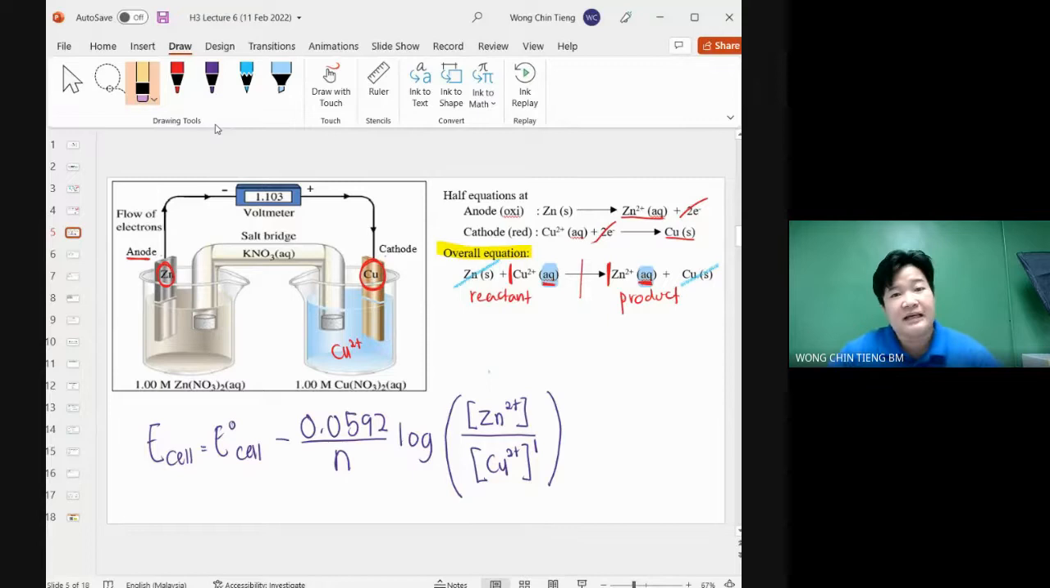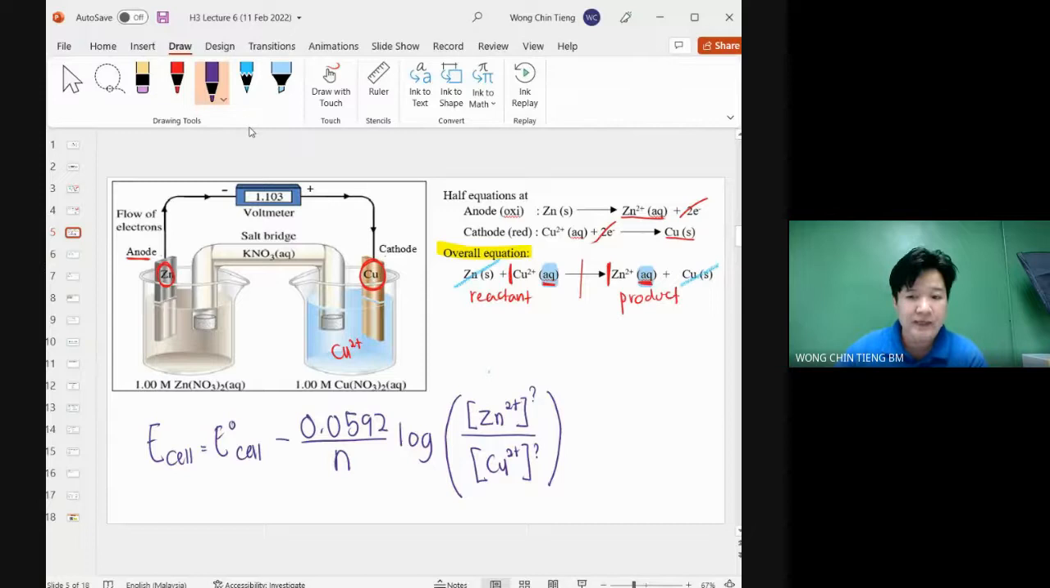We don't write the 1. As always, power of 1 we don't write, it doesn't look smart. So we leave the 1 out, but make sure you check the stoichiometry and know the power by looking at the stoichiometry. Okay, so we are done with the Q.